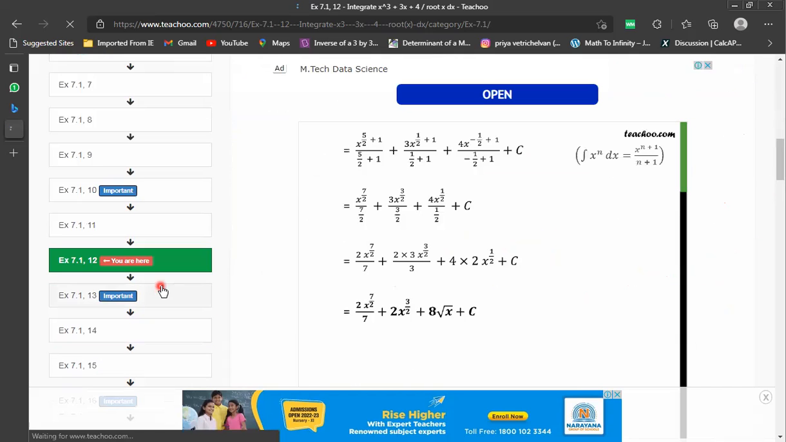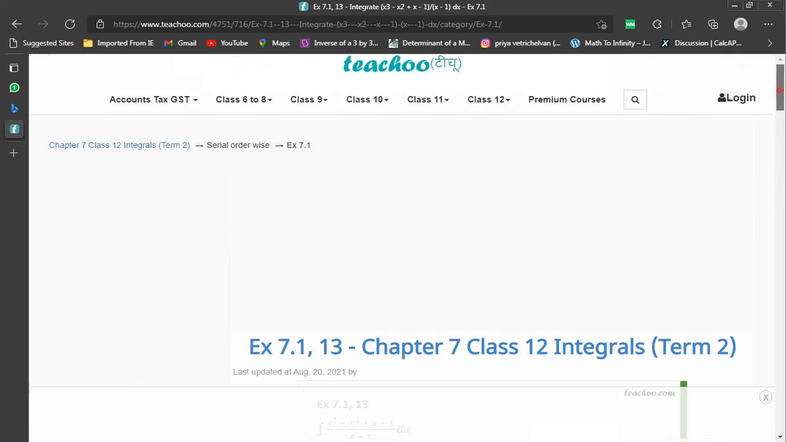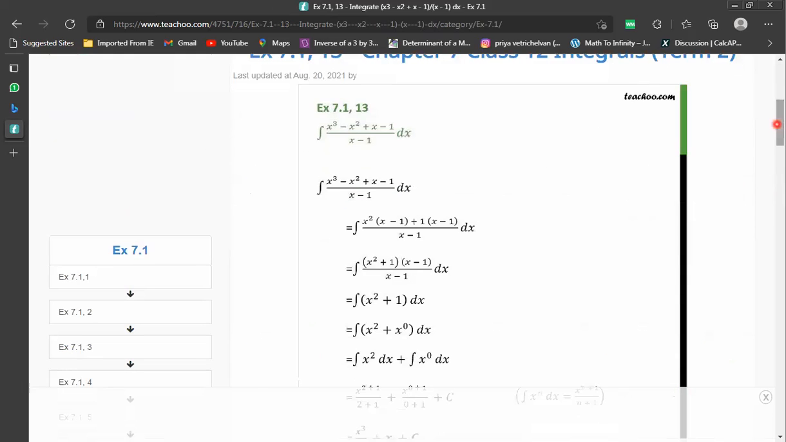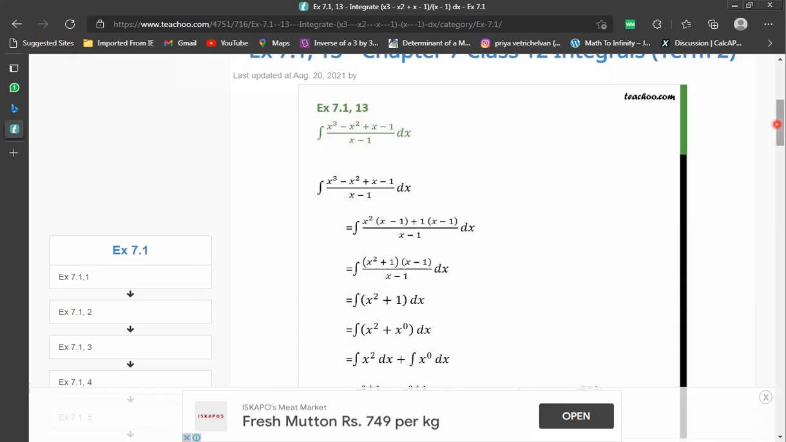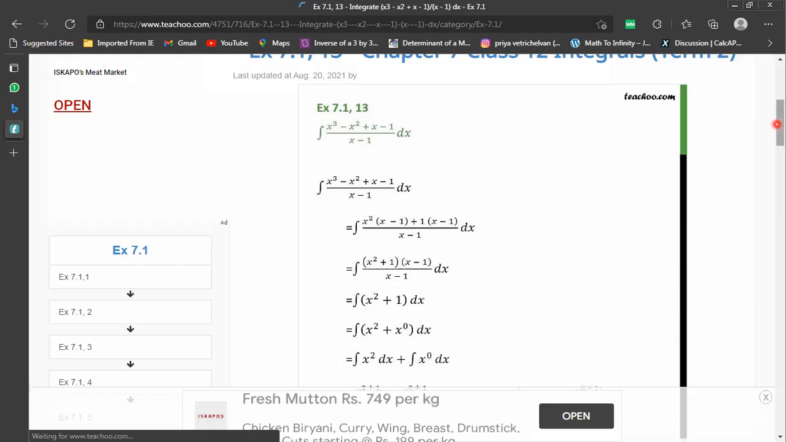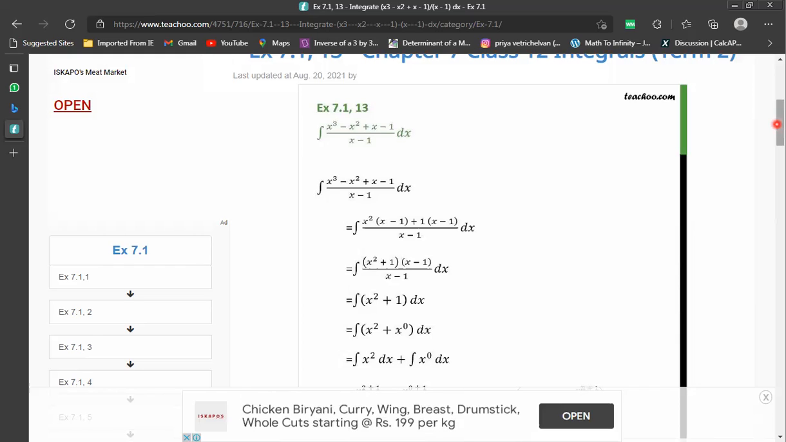Question number 13. So in this question, we have x cube minus x square plus x minus 1, a cubic expression, divided by x minus 1, and we have to integrate this. Before we proceed with integration, we have to simplify the numerator, the cubic expression. So the cubic expression can be simplified as x cube minus x square.